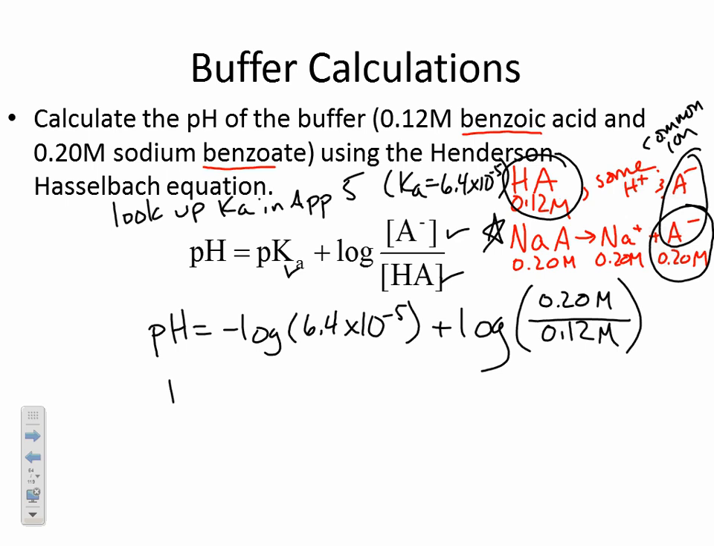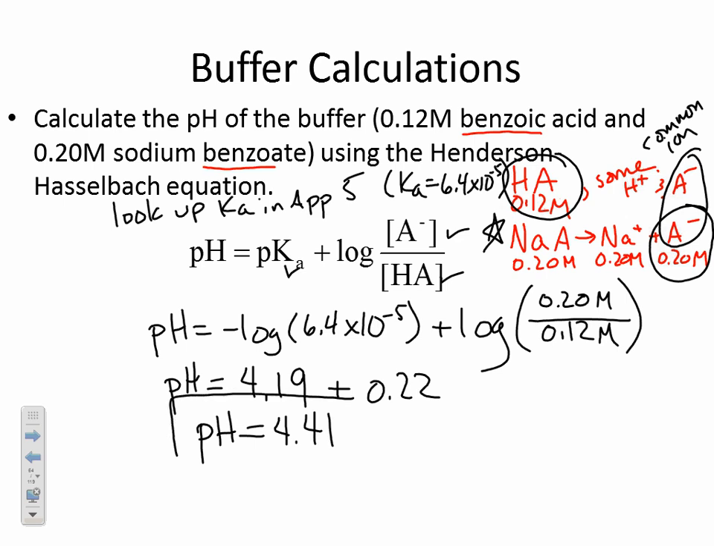And it's just solving. It's not terribly involved. So I get 4.19 for the pKa plus, taking the log of that value, 0.22. So I wind up with a pH value of 4.41, which is the answer to the question.